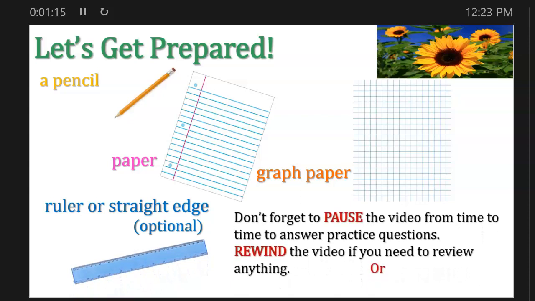Remember to pause the video from time to time if you want to answer the practice questions. That is the best way to learn, is to try the problems on your own and then check to see if you get them right. And then if you don't get them right, look to see where you may have gone wrong so that you don't continue to make those mistakes. Also rewind the video if you need to review anything before you try to answer the questions.